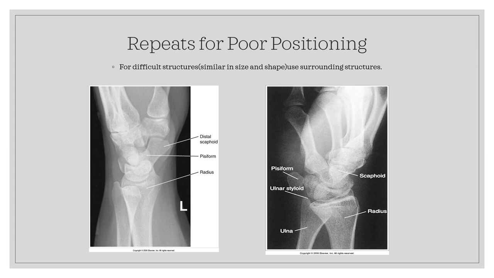Repeats for poor positioning. For difficult structures similar in shape and size, use surrounding structures. For a lateral or oblique wrist, use the surrounding anatomy other than the carpals here. The second image is over-rotated.